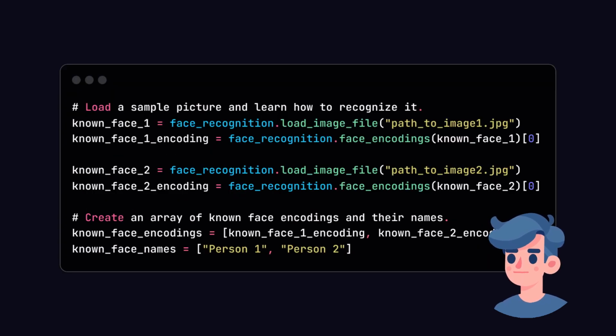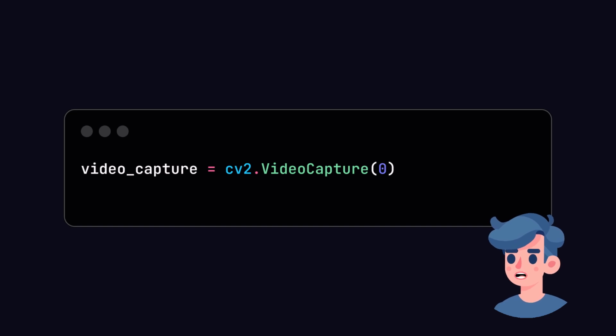We will load the known faces that our system needs to recognize. For this tutorial, you'll need to have images of the people you want the system to recognize. The next step is to capture video from our camera to process real-time facial recognition. We will initialize the webcam feed using OpenCV.